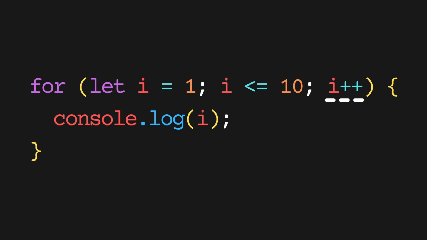The last expression is the update or the incrementation step. This expression is evaluated at the end of each iteration of the loop. Typically, this expression is used to increment or decrement the counter that is declared in the first expression.